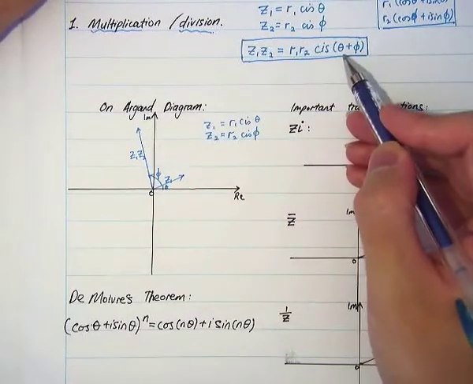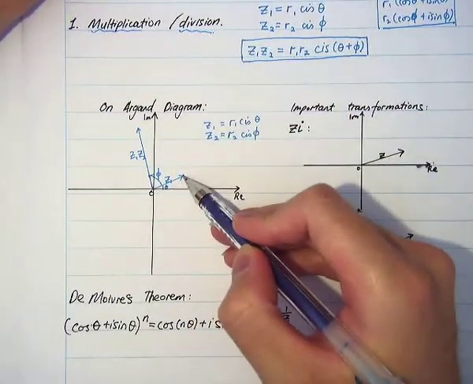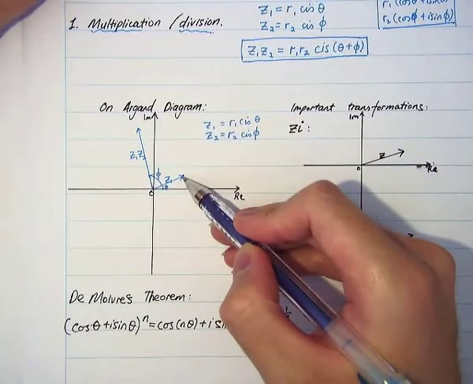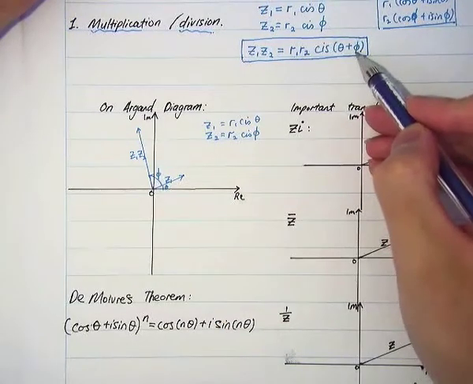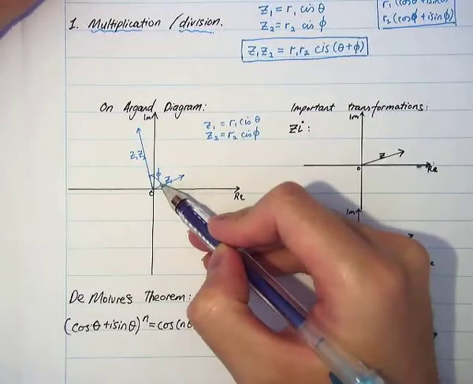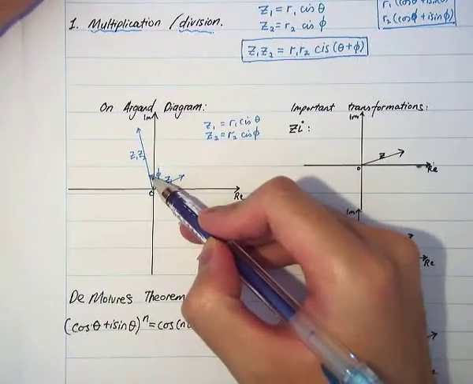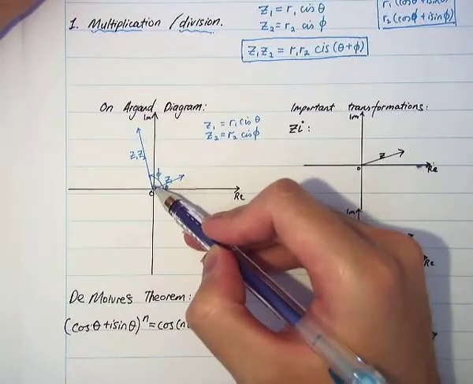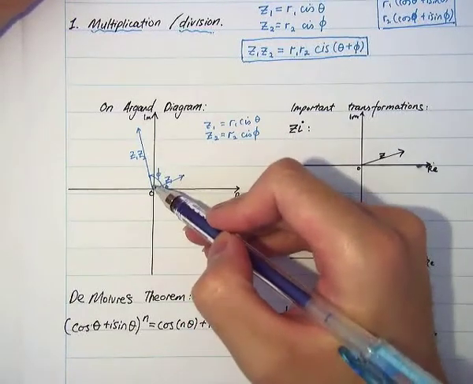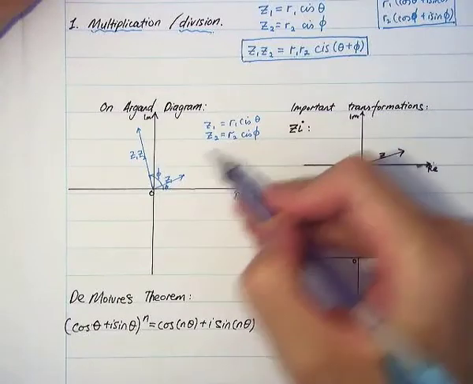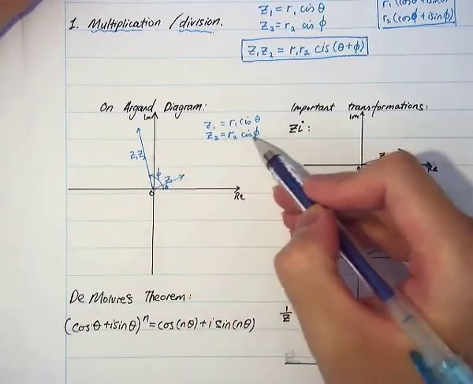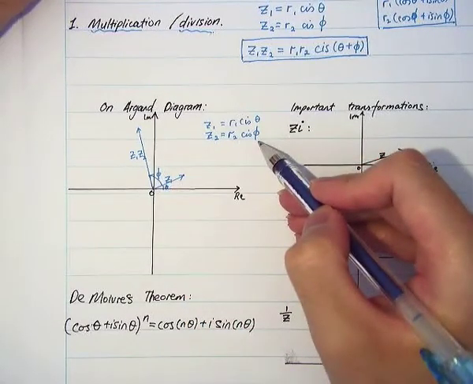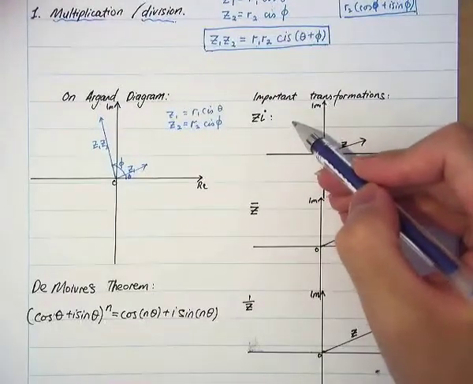Also, the original z1 is rotated anti-clockwise by the argument of z2, as in phi. As you can see, this is a rotation by phi anti-clockwise of the original vector. So the new vector is not only lengthened by the modulus of z2, it's also been rotated by the argument of z2. Now here are some basic results that follow from this.